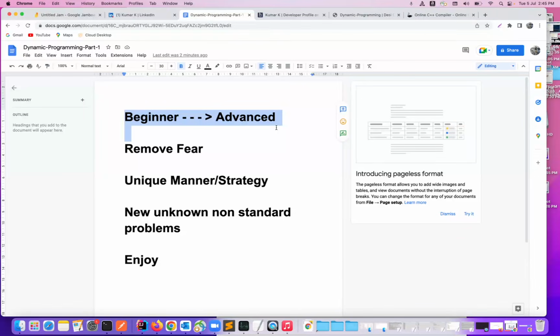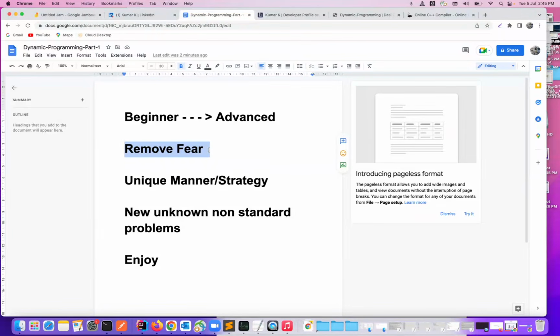Now let's discuss the very important second point, which is remove fear. The crux of the matter is that people in general have too much fear and the preconceived notion that DP or dynamic programming is the hardest topic in DSA and they can never get good at it or master it, but they cannot be further away from the truth.